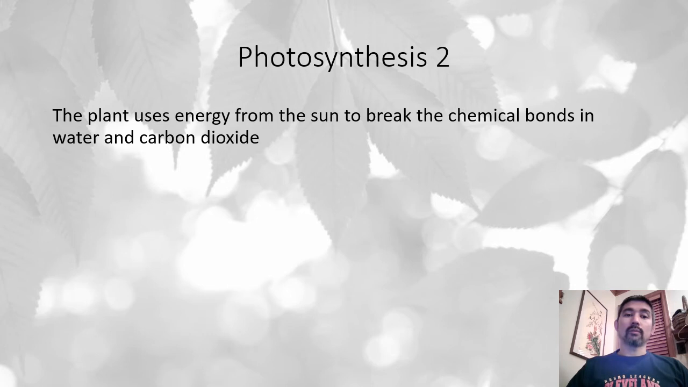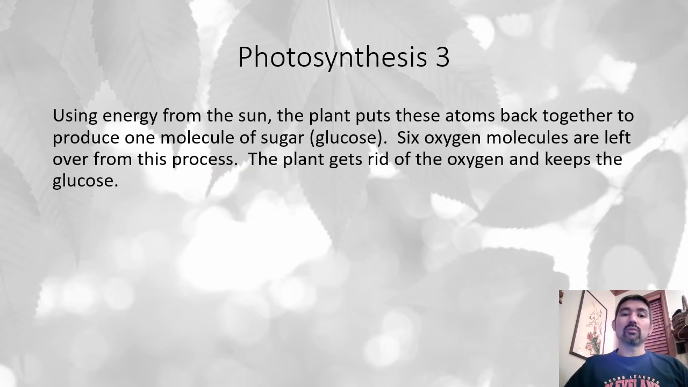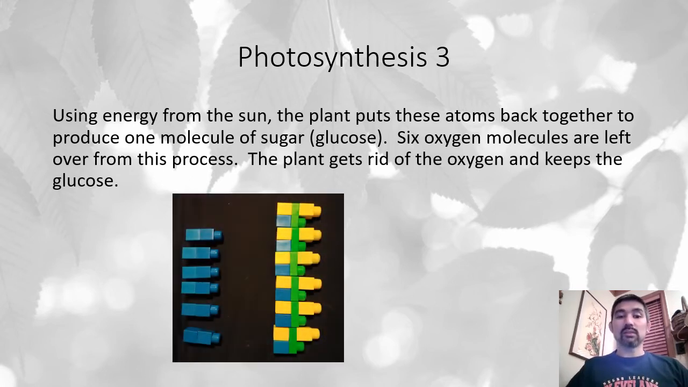And so what happens is that plants use energy from the sun to break the chemical bonds between water and carbon dioxide. Okay, and then you end up with a bunch of pieces, right? And these pieces are the same as we started with before, but they're just all broken down into separate bits. And then plants will continue to use energy from the sun to reassemble these pieces into different things. So we took those pieces and we put them together into what we're looking at here.